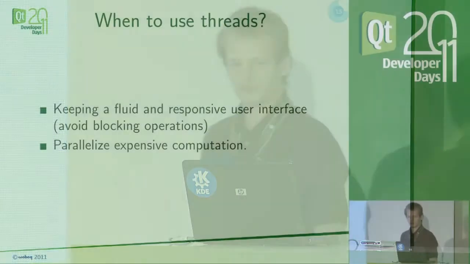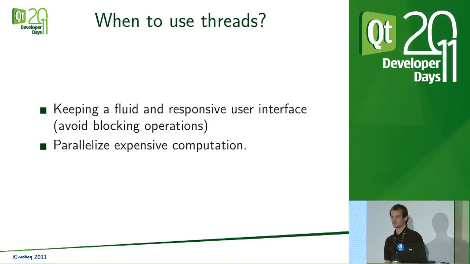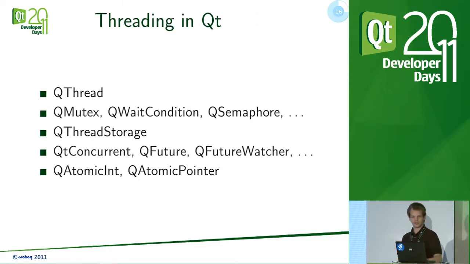So let's start with a short introduction. When to use threads. There are two main reasons, I think. There are probably more. One is when you have expensive CPU operations and you want to use the multiple cores that the CPU has nowadays. And the other is to keep a responsive user interface. I will show a demo about the responsive user interface later.